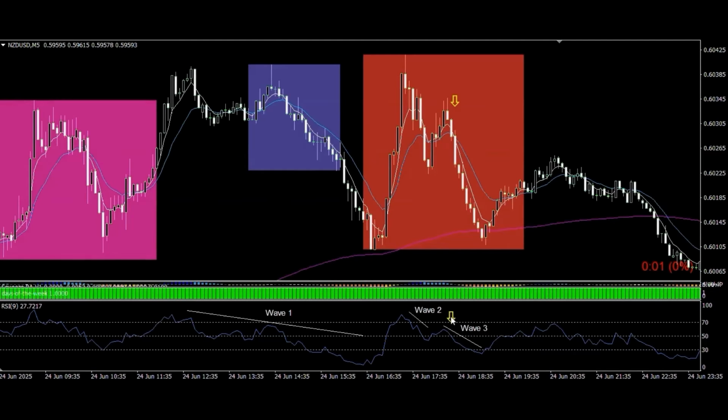We can see the arrows pointing to the entry point on the RSI that corresponds with the candle crossing below the 513 EMA cross. That's the entry candle, and we can see the move downward.